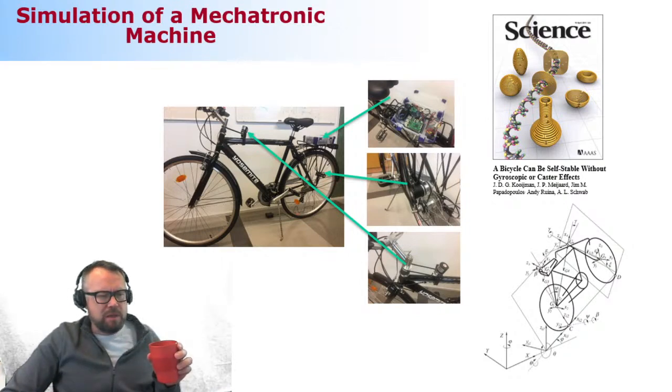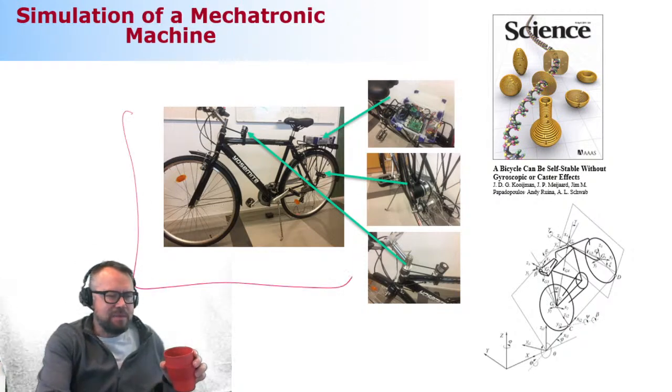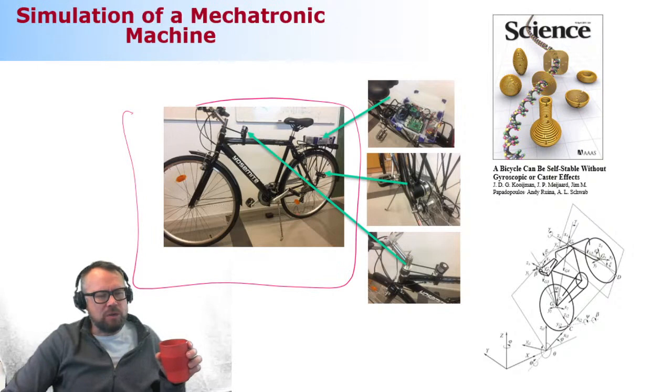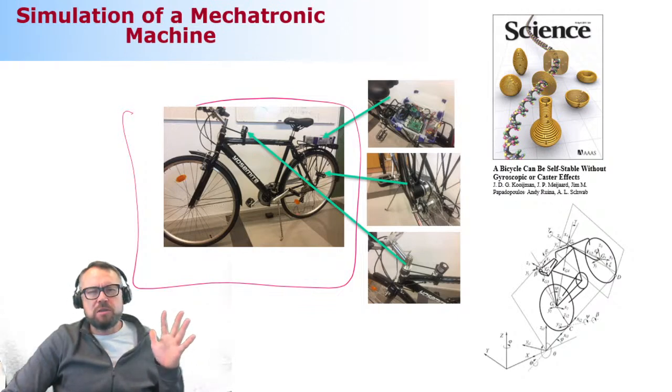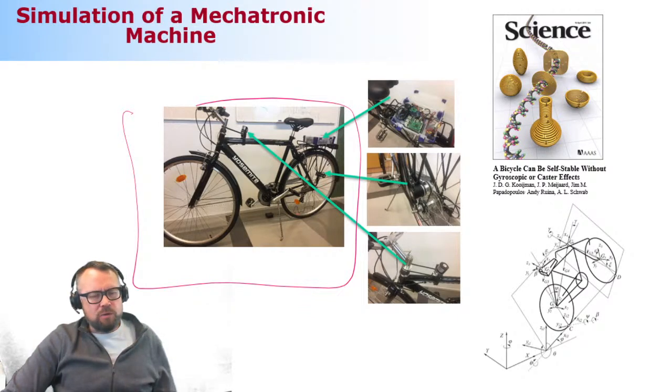But then we too here at LUT University wanted to do something regarding the bicycle. We made a bicycle, which you can see is built on a bicycle that was instrumented with three sensors. Three sensors, because the bicycle model consists of 3 degrees of freedom.